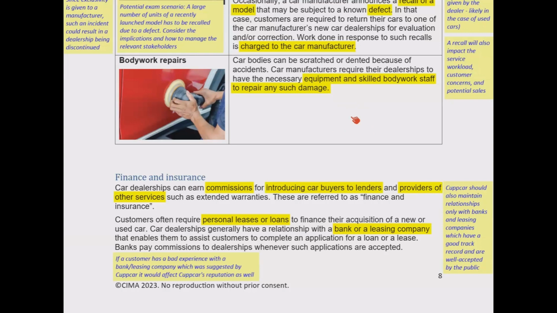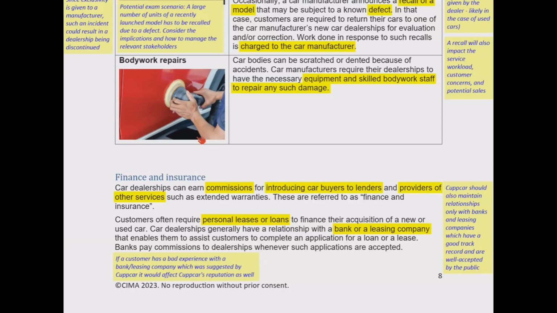I'm also thinking, another exam suggestion, what if Cuppcar decides to have a specific bodywork repair division, and they decide to actually set that up themselves? What would be the investment? What would be the skills? How would that fit with the value that Cuppcar are currently generating? How could that work logistically?